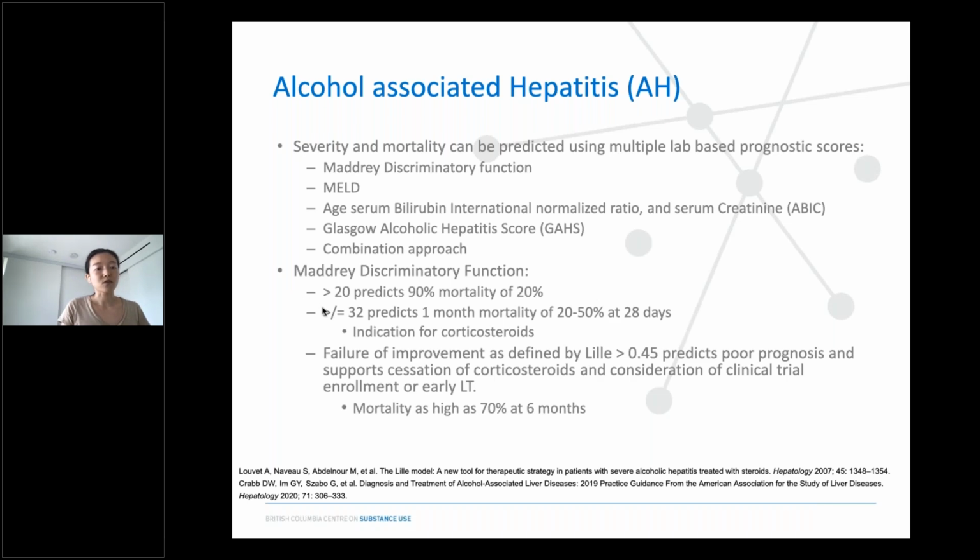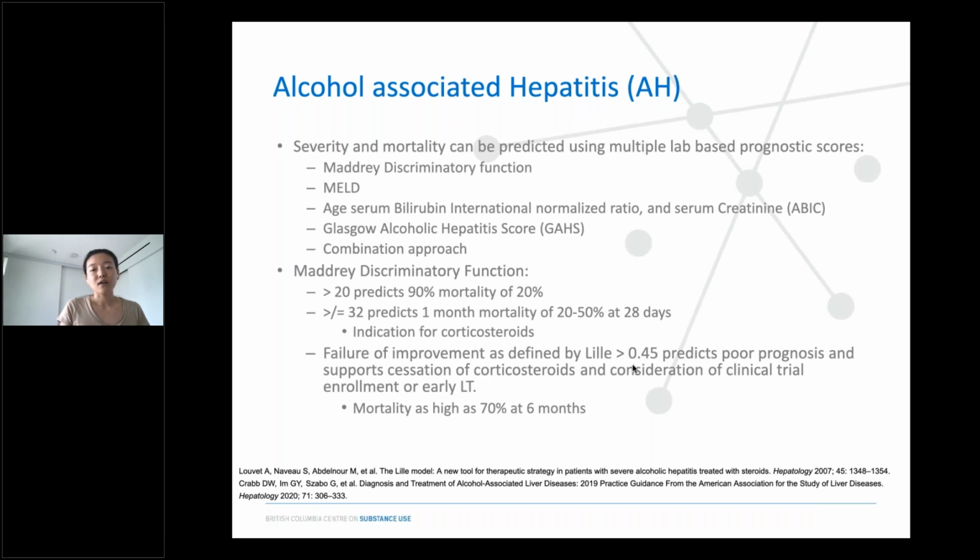For example, we understand that if it's more than 20, the prognosis may be only 20% in a year, whereas more than 32 predicts 1 month mortality of 20 to 50% in the course of a month. And this is that threshold for indication for steroids. Unfortunately, for those who are on steroids for a week, the failure of improvement as defined by a second lab-based prognostic score, the Lille score, further predicts a poor prognosis, which is as bad as mortality 70% at 6 months.